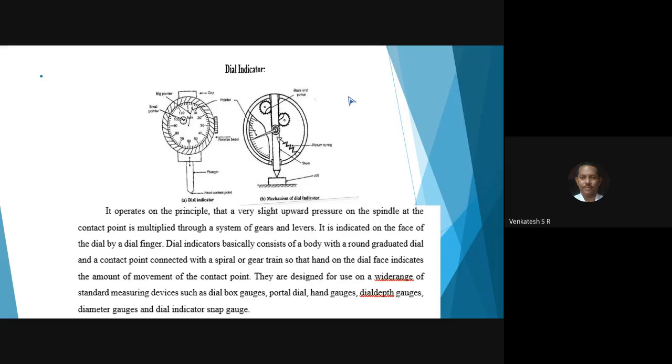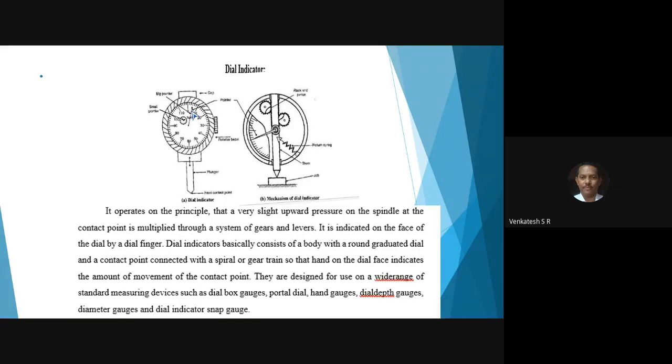All of you please write down: 1 micron equal to 1 millimeter divided by 1000. Imagine if you divide 1 millimeter by 1000, you will get 1 micron. So if the pointer rotates 1000 times, that is nothing but 1 micron.